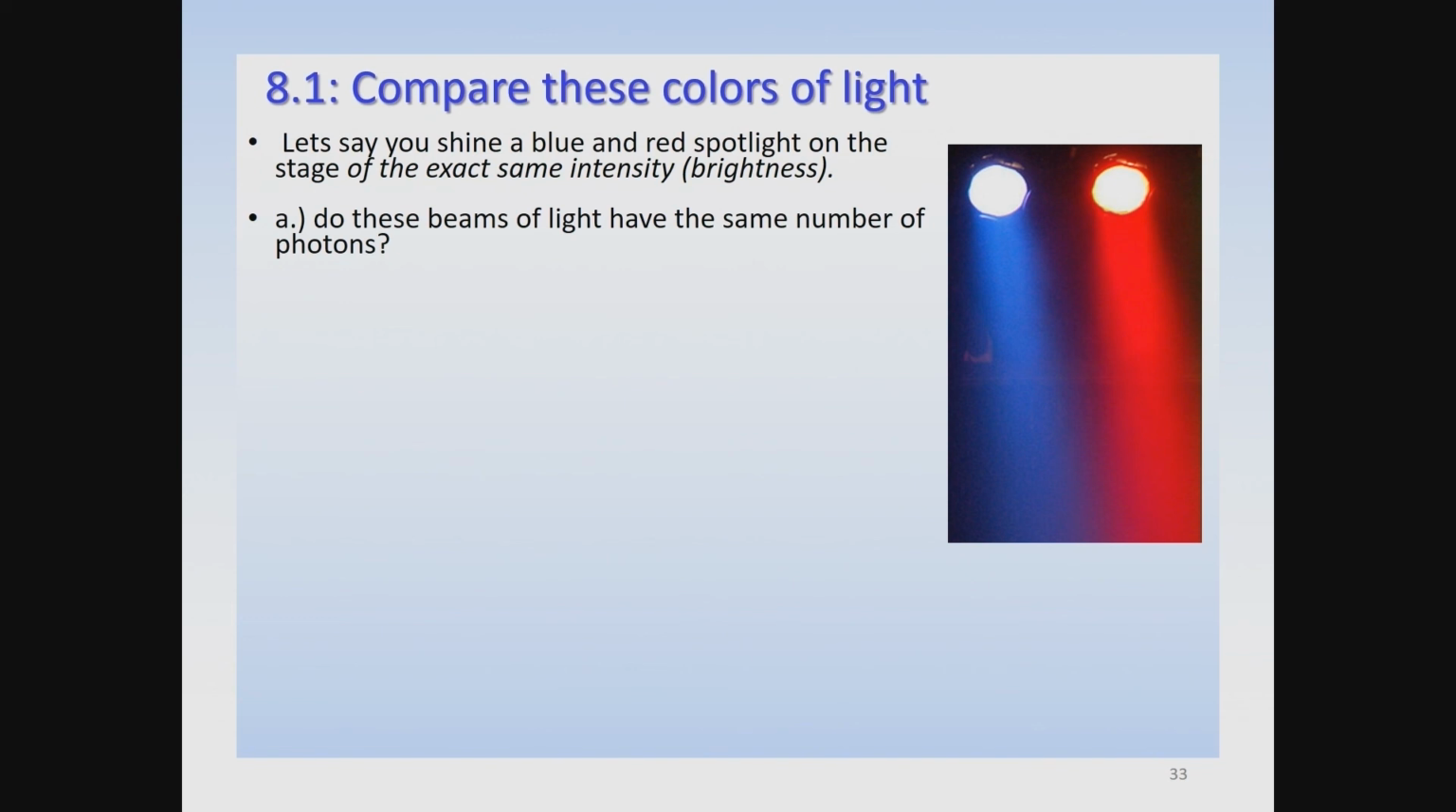Well, if you have a relatively dim light, that means there are not so many photons striking the receptors in your eye. But if you have a more intense light, then you have a lot more photons striking the receptors in your eye. So if we have these two different colored spotlights with exactly the same intensity, these beams of light should have exactly the same number of photons. Now, there are going to be trillions and trillions of photons in each of the beams, but again, if the spotlights have the same intensity, the same brightness, then they should have the same number of photons.